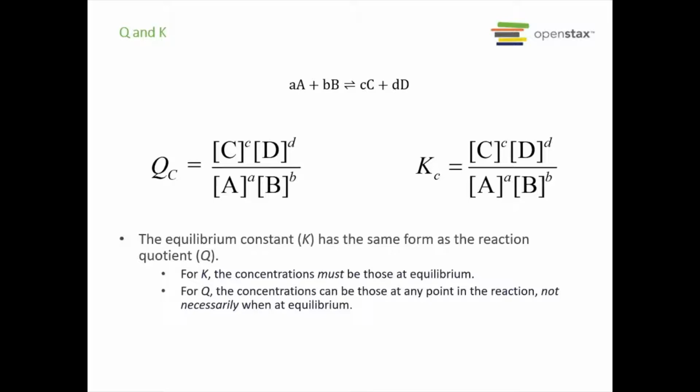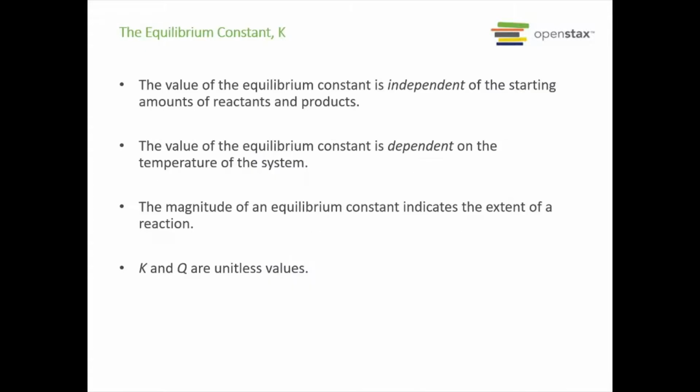Again, for K, the concentrations in its equation have to be the concentrations at equilibrium. For Q, it doesn't matter where they're at. Now, as we were just looking at with those graphs, the value of the equilibrium constant is independent of the starting amounts of reactants and products. It does not matter the concentration of reactants and products; at a set temperature, your equilibrium constant K is the same. But the value of it is dependent on the temperature of the system. You change the temperature, you're going to have a different K.